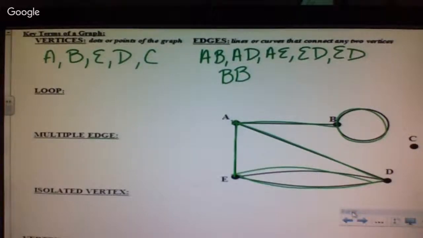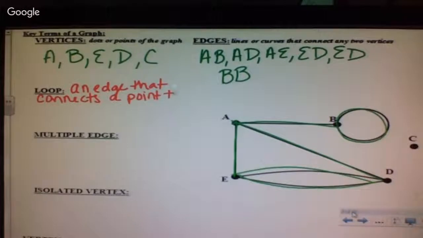Okay, we have a fancy edge, and that fancy edge is called a loop. A loop, by definition, is an edge that connects a point to itself. B to B is your loop.